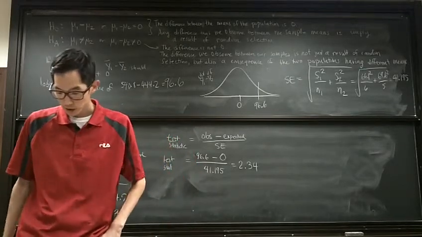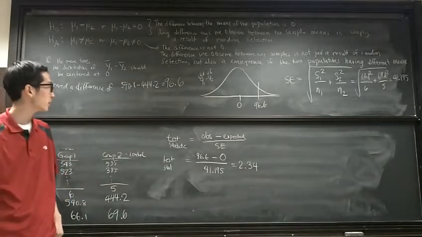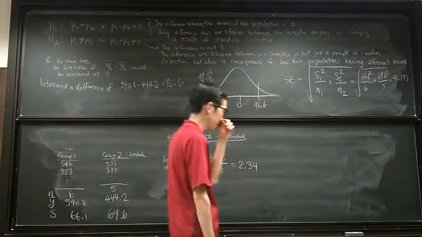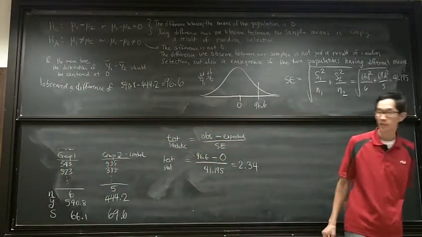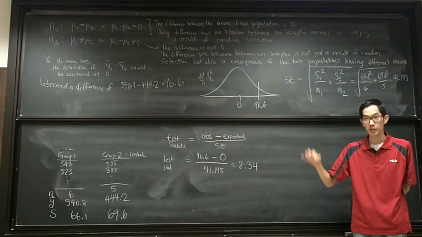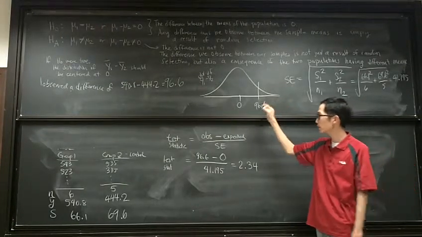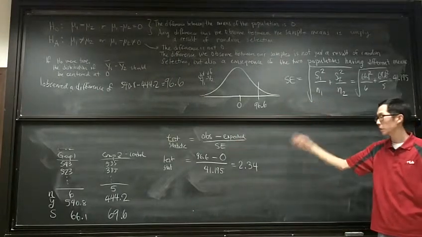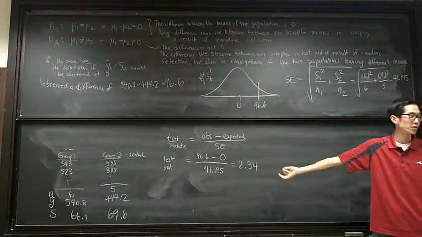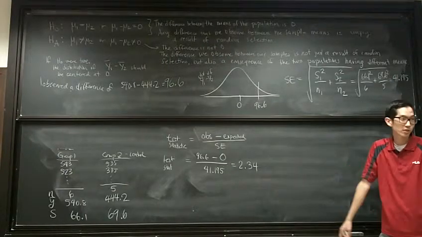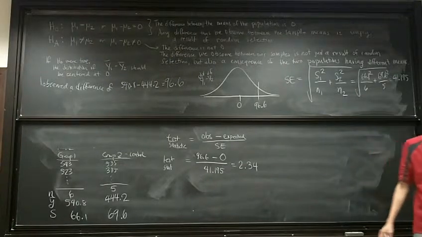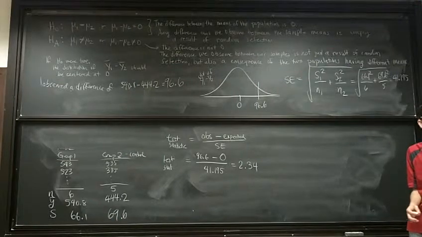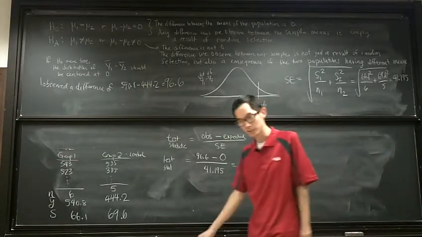So what I observed is 2.34 standard errors away from the mean, or away from 0, which is what we would expect if the respective populations had the same mean. So if the null hypothesis were true, we expect a difference of 0. What I observed was a difference of 96.6. That turns out to be a little over 2.3 standard errors from the mean. All right, so is that big? It's on the bigger side.